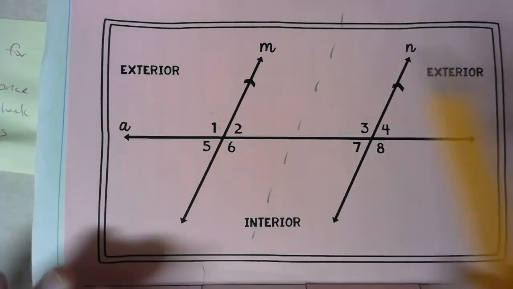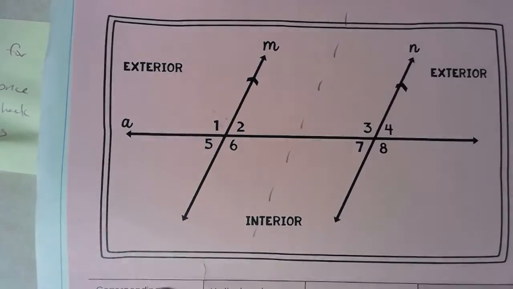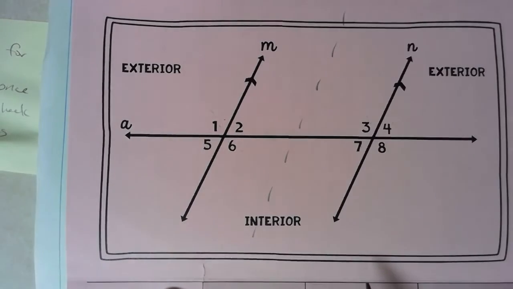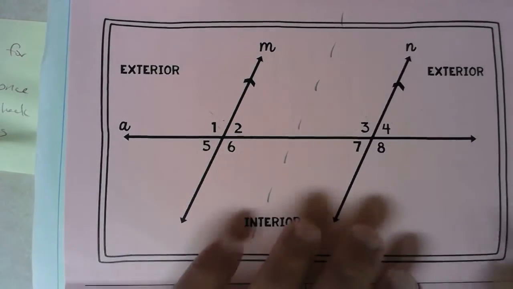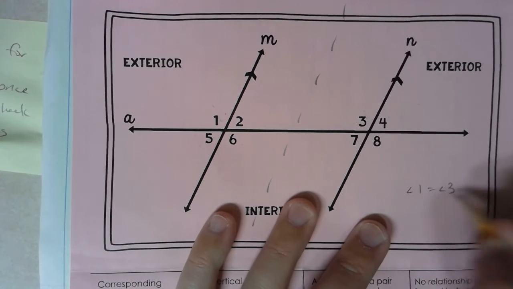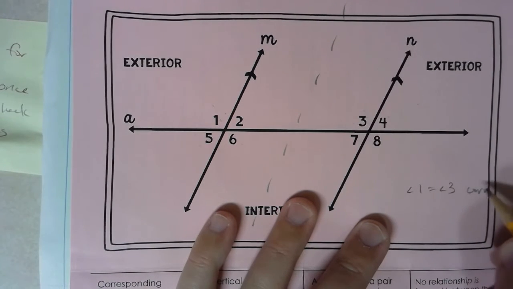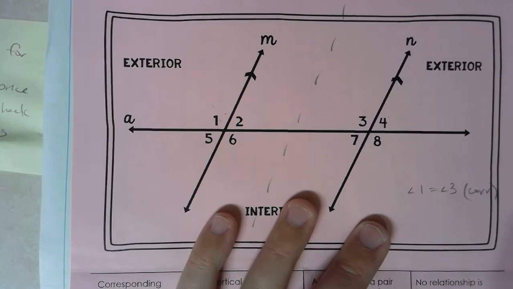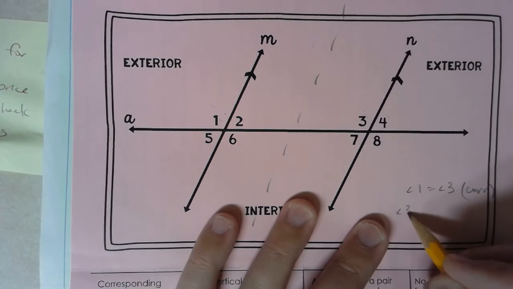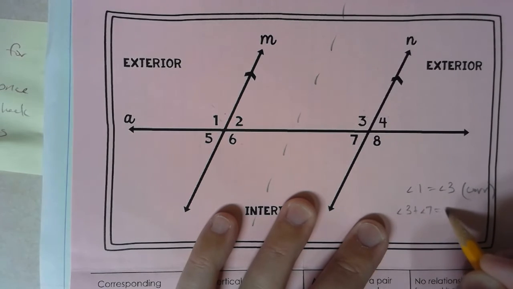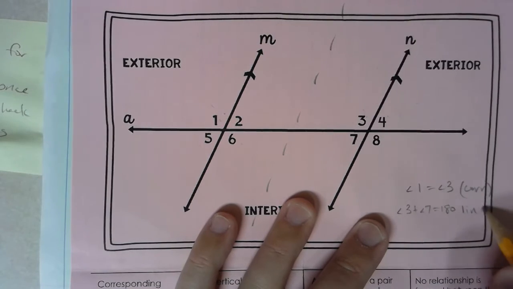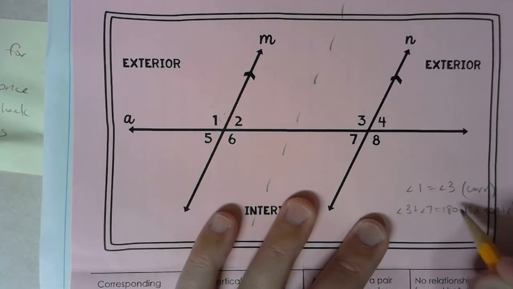So if I'm looking to determine how 1 and 7 can be related, I see, first off, that angle 1 and angle 3, they're corresponding, okay? So I can say that angle 1 is equal to angle 3 because they are corresponding angles. I can now say that angle 3 plus angle 7 is equal to 180, and this is because they make a linear pair.